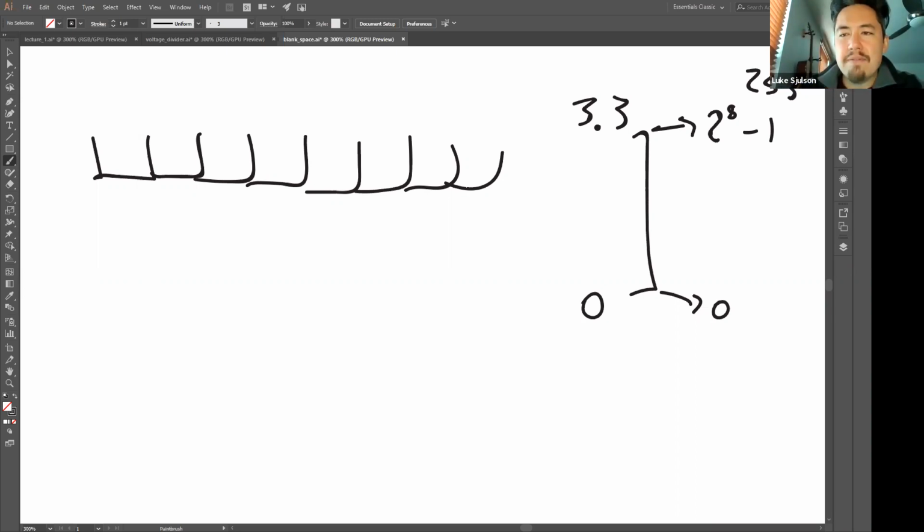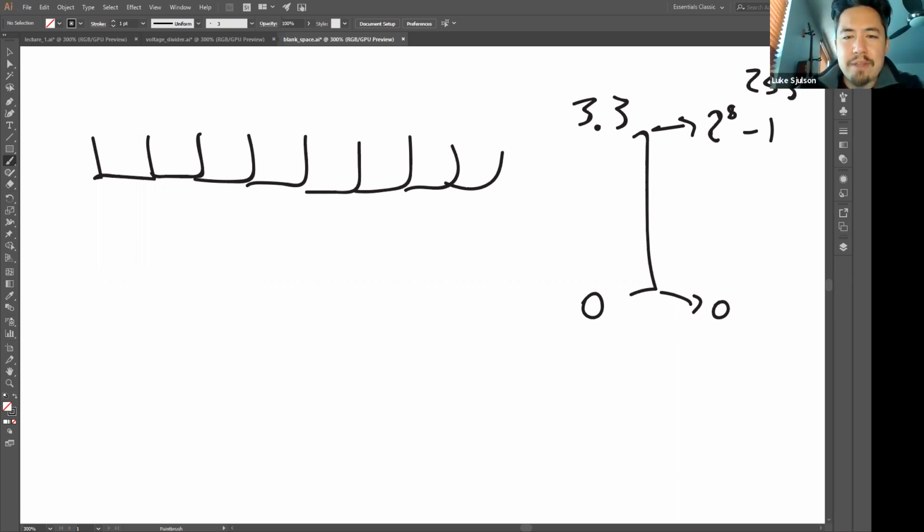So what that means is that if you're looking at your data file and the number is 0 for that sample, that means the input was at 0 volts. If it's 255, it was at 3.3 volts, and if it was, I guess, 128, then it would be 1.65 volts. So it's usually a linear range.